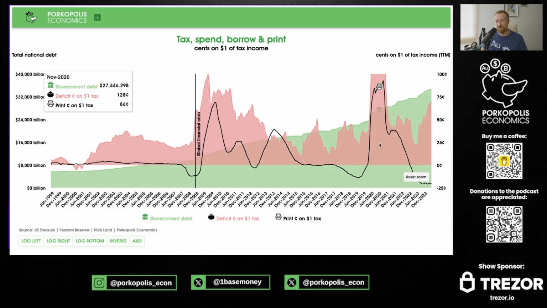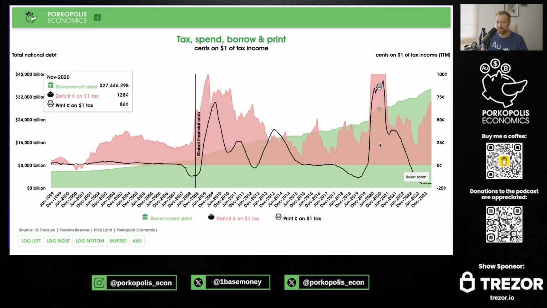Look here. Peak COVID, we're at $27 trillion in debt. We deficit spent $1.28 per every dollar in taxes. What does that mean? Again, I'll say it again. We received $1 for every dollar in taxes we received. We spent $2.28 for a deficit spend of $1.28. And how much of that was printed? 86 cents. 86 cents of the deficit was printed. They could have printed 300 cents, but they didn't.